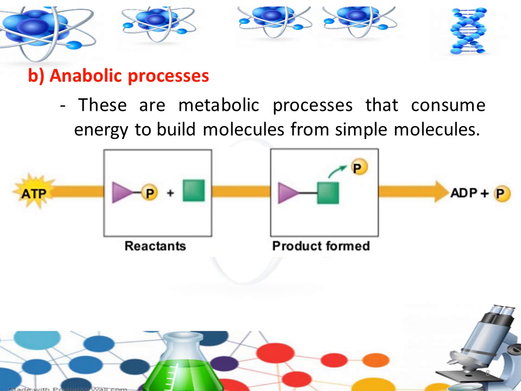Okay, the second benefit of ATP is to do the anabolic processes. When you recap, you learned in chapter 1, anabolic is the process from simple molecules to become a complex molecule. So you need a lot of energy to build something complex. So ATP is required.